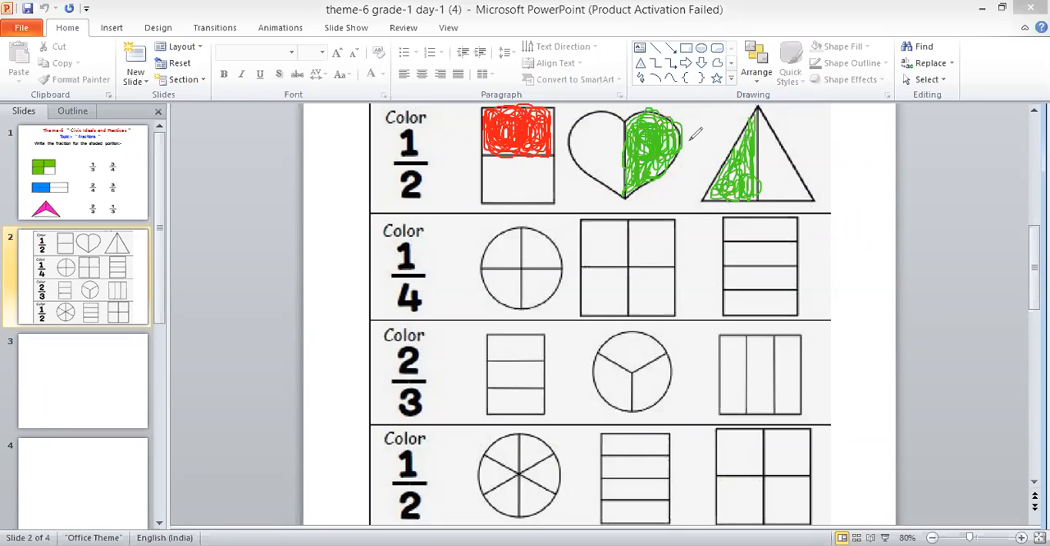Yes, Mana? Ma'am, do we have to color the same color? It's your wish. You can use any color.